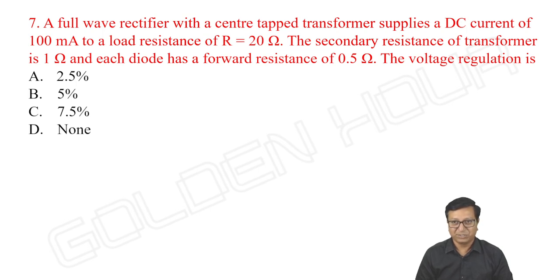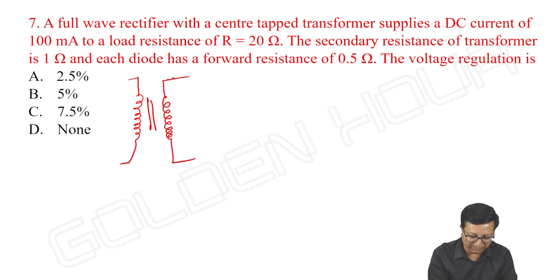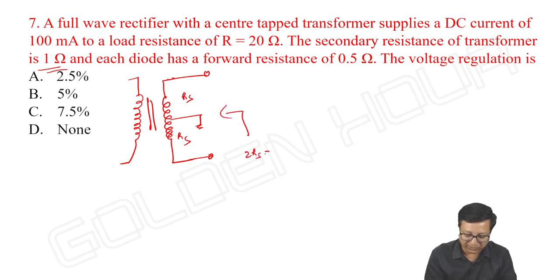The voltage regulation is, okay, see here they have given the resistance across the secondary windings. This total resistance is given as 1 ohm, meaning this is Rs and this is Rs for us. So the total resistance is 2 Rs, right? Total resistance means between these two terminals. 2 Rs is 1, so Rs will be equal to 0.5 ohms.